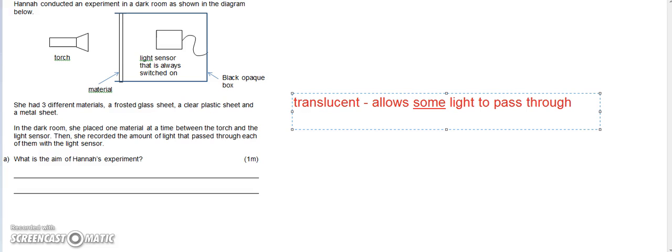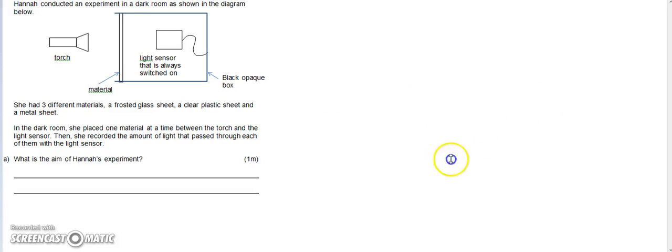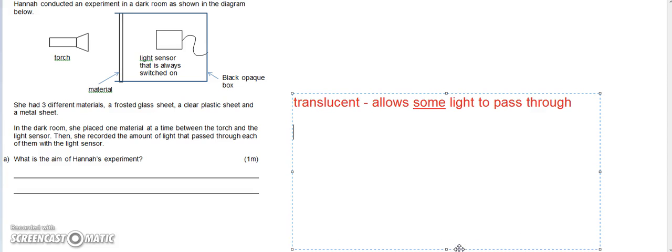Alright? And then for a clear plastic sheet, the word clear tells you quite clearly that the clear plastic sheet means it's transparent. Am I right? And what does transparent mean? Transparent means it allows what? Some light to pass through? No, it allows all, or most light to pass through. Okay, most light to pass through.